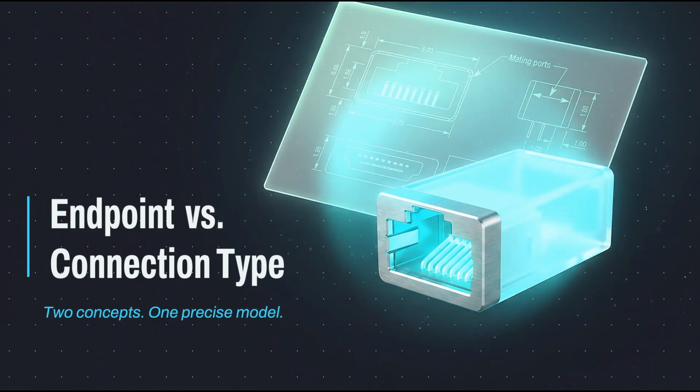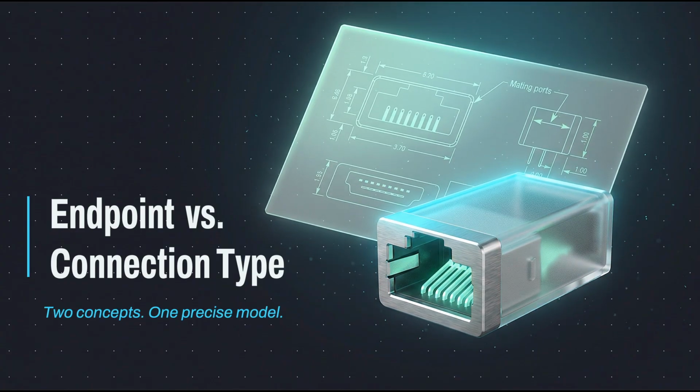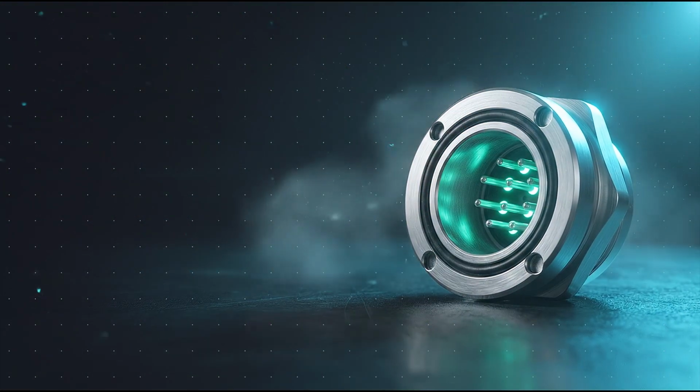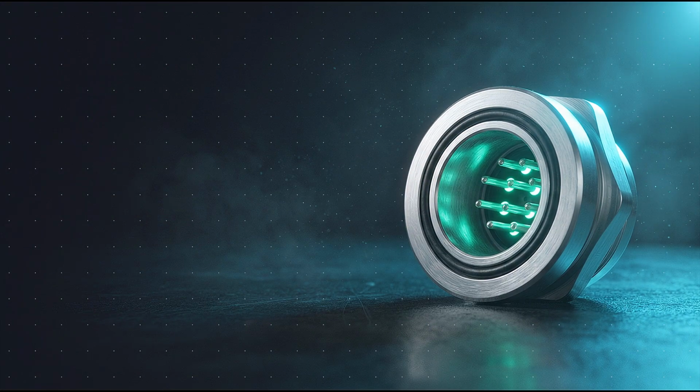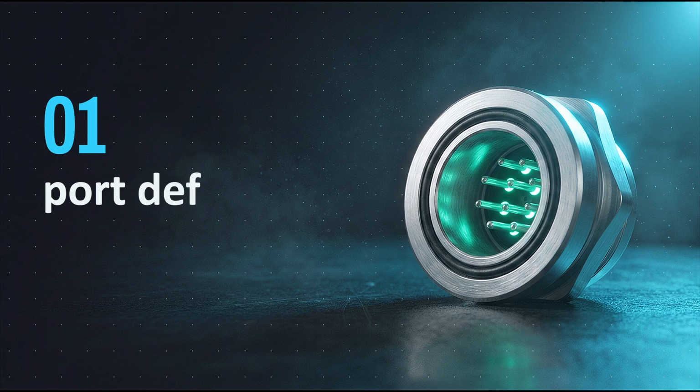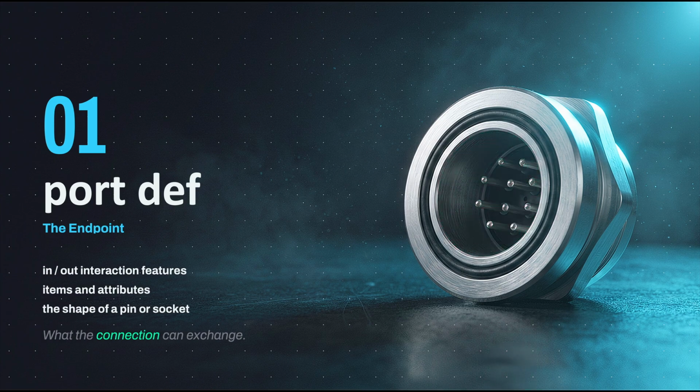Let's break this down. To model a precise connection in SysML v2, you need to define two distinct concepts. The first is the port def, which represents the endpoint. Think of it as the shape of a pin or a socket. It specifies interaction features such as the capacity to receive items, data, or energy using the in keyword, or send them using the out keyword.